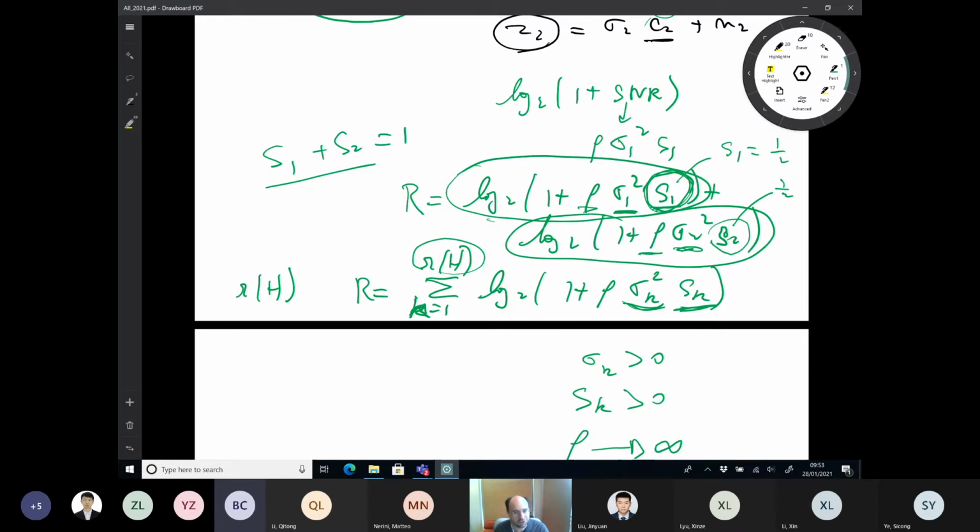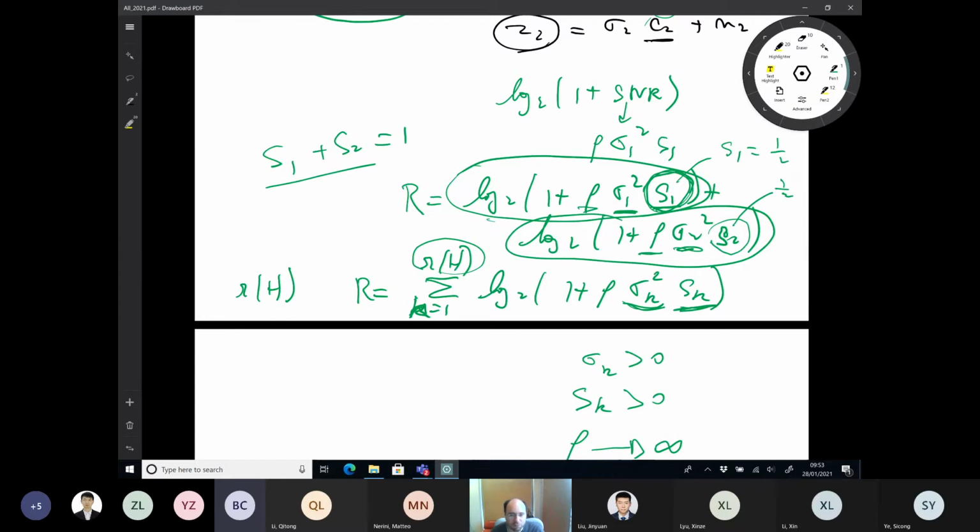But this may be a good situation if indeed sigma 1 is much larger than sigma 2, right? In that case, I would not waste any power on any channels that are anyway very weak. So you can see intuitively, allocating power uniformly is not always a good strategy, right?